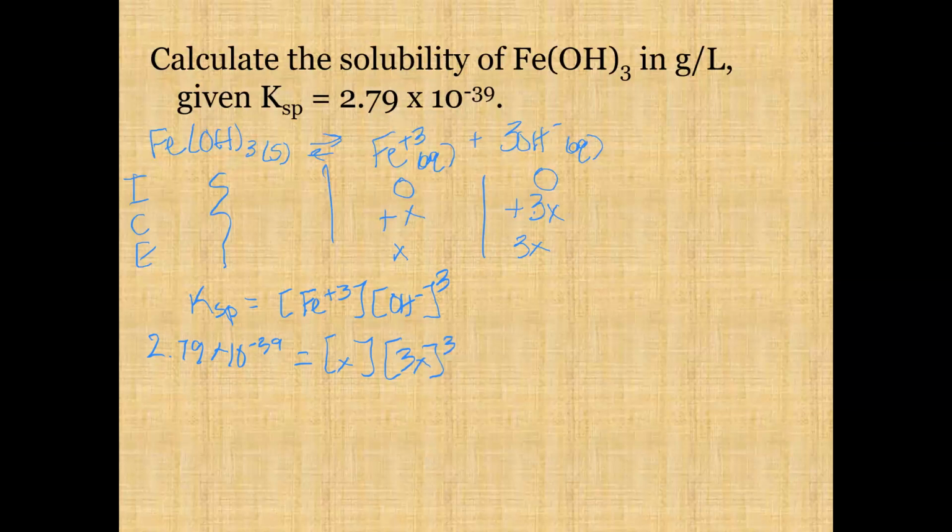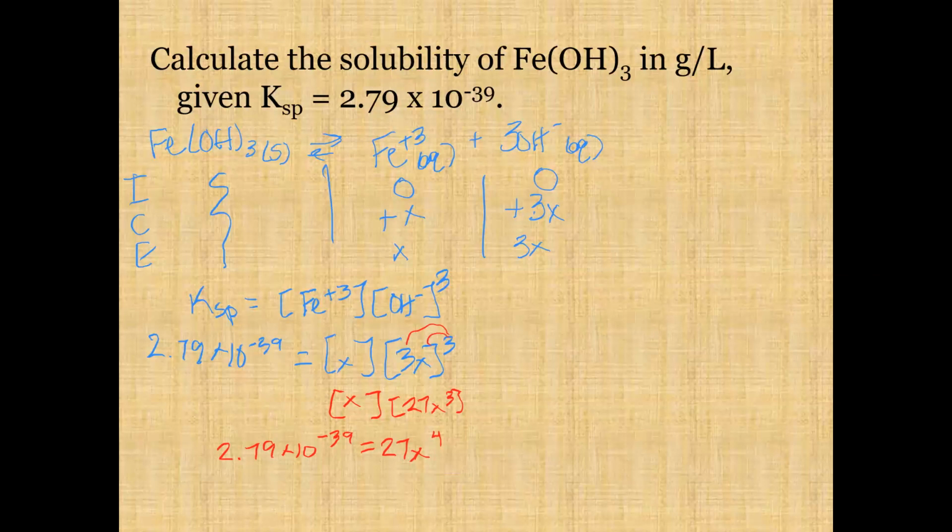So whenever we simplify this, remember the cube is going to go to not only the X, but the 3 as well. So we're going to end up with X times 3 cubed is 27. And then X cubed. So we end up that the 2.79 times 10 to the negative 39th is equal to 27x to the 4th power.